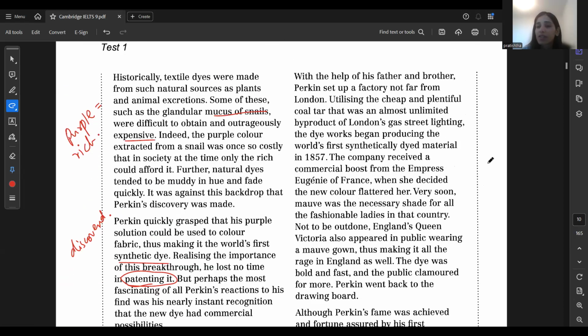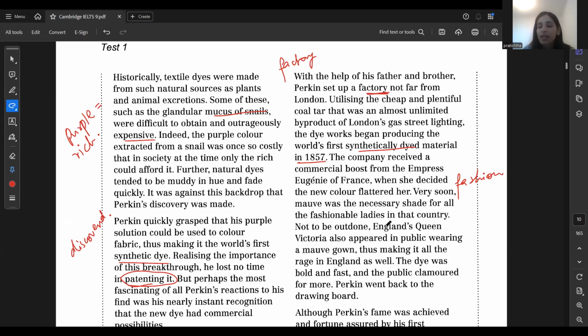With the help of his father and brother, Perkin set up a factory not far from London. So, factory. Utilizing the cheap and plentiful coal tar that was an almost unlimited byproduct of London's gas street lighting, the dye works began producing the world's first synthetic dye material in 1857. So it was made here. The company received a commercial boost from the Empress Eugenie of France when she decided the new color flattered her. Very soon, mauve was a necessary shade for all the fashionable ladies in the country, so it came into fashion.